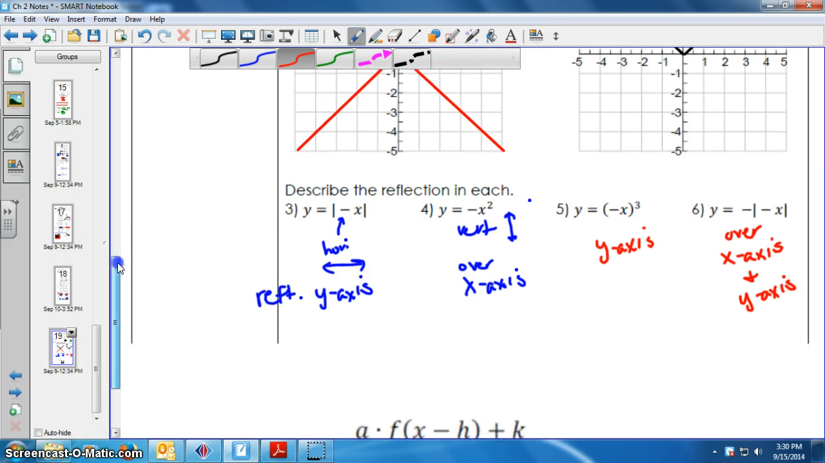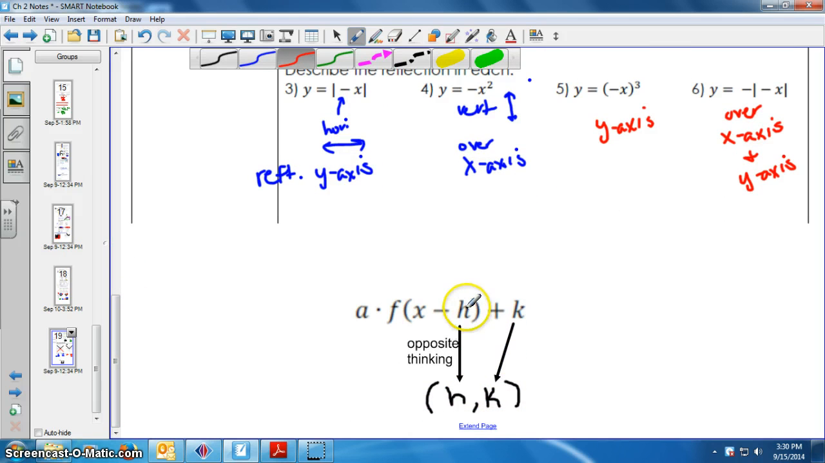All right, so that's the end of that first lesson. Just remember that you can find your beginning vertex point, opposite thinking what's on the inside, and then on the outside is your y value.